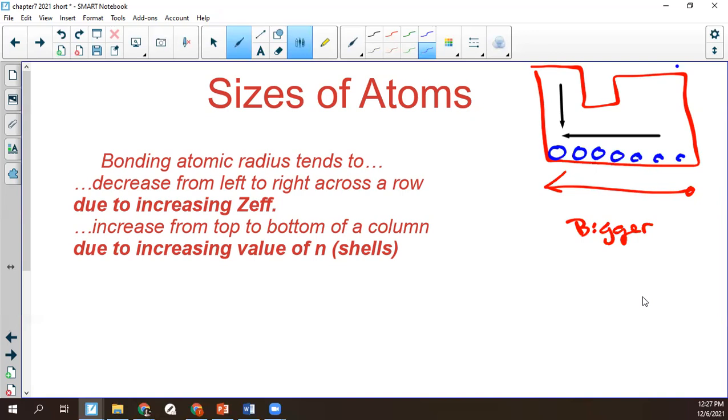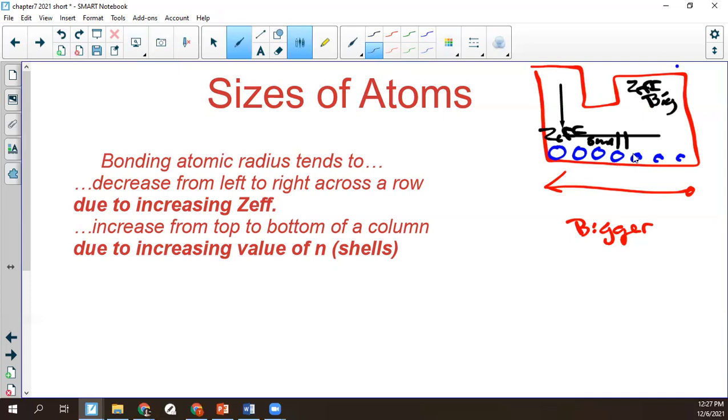Okay, this is important. We talked about the position and where it is. We talked about the effective nuclear charge. We talked about Coulomb's law. We talked about the shielding effect so that we could understand why this ultimately happens. And that is because Zeff increases. So Zeff, that's an E. Zeff is big here. Zeff is small here.